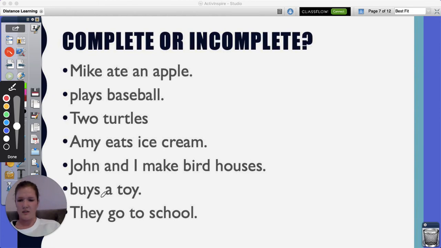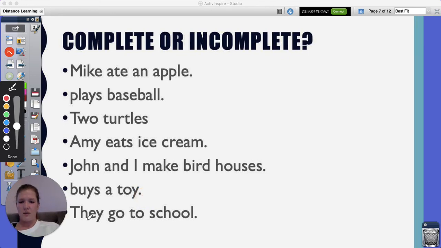What's our second to last one? Buys a toy. Who buys a toy? What buys a toy? Are we talking about Santa buying toys? Are we talking about our parents buying toys? Are we talking about the Tooth Fairy buying toys? We don't know. So we're definitely missing a subject telling us who the sentence is about. So it is not a complete sentence.